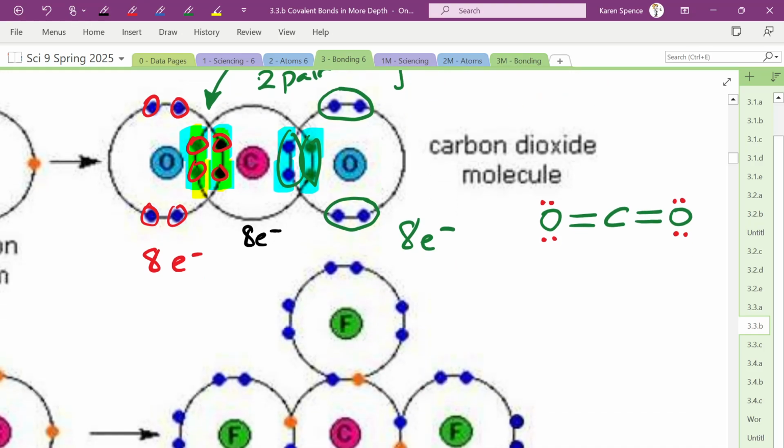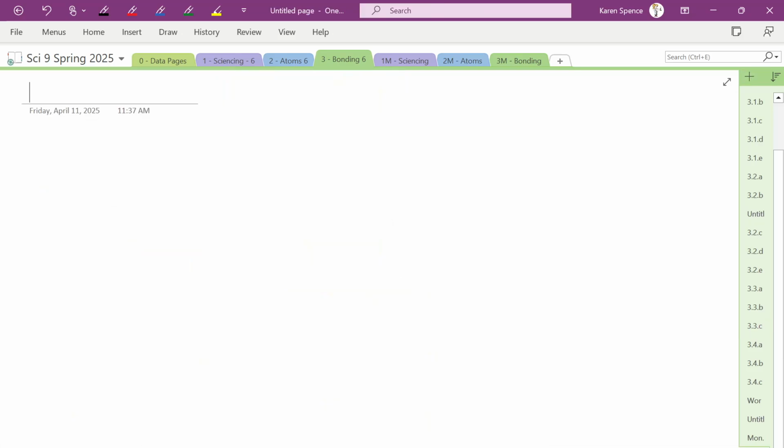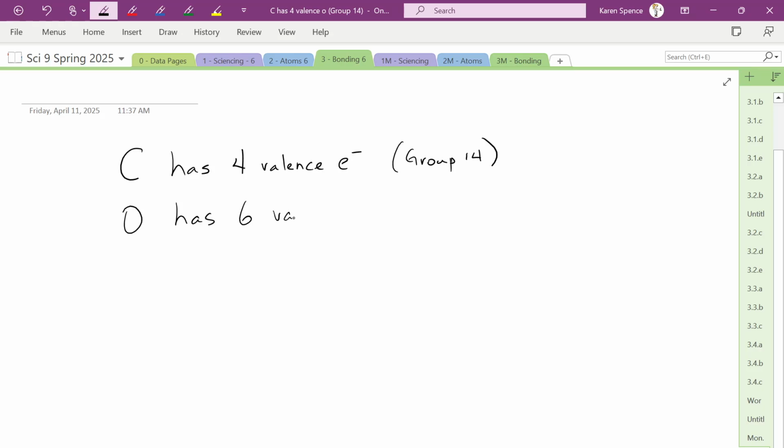All right, and you wanted to know about carbon monoxide. I'm just going to grab a blank sheet of paper for that. Okay, so I've got carbon. Carbon has 4 valence electrons because it's in group 14. Oxygen has 6 valence electrons because it's in group 16. So really we have 10 valence electrons to work with. We're not allowed to have less than 10. We're not allowed to have more than 10. That's how many we have. So far, so good? Okay.